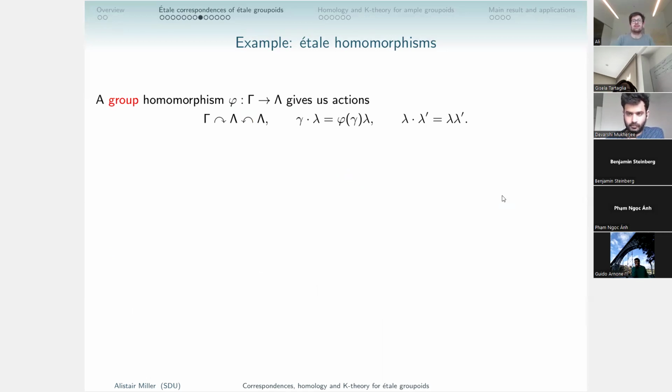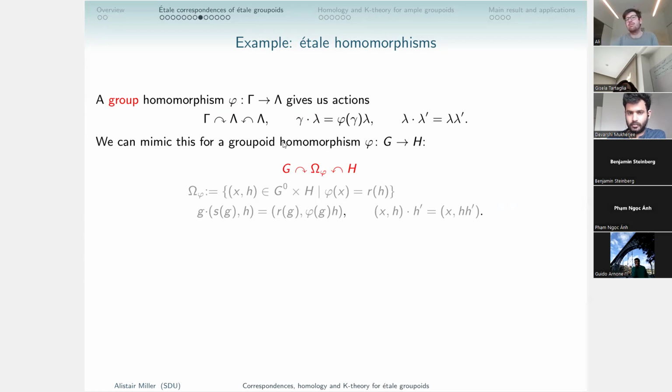So the next category of examples I want to talk about is these étale homomorphisms. If we had a group homomorphism, then we know we can build a C-star algebra homomorphism out of those guys. And we can actually build a correspondence with the groups, because the first group will act upon the second group through the homomorphism, and that's all we need.